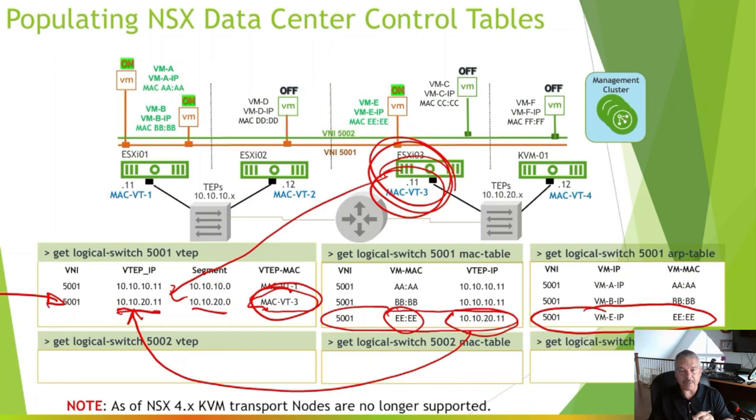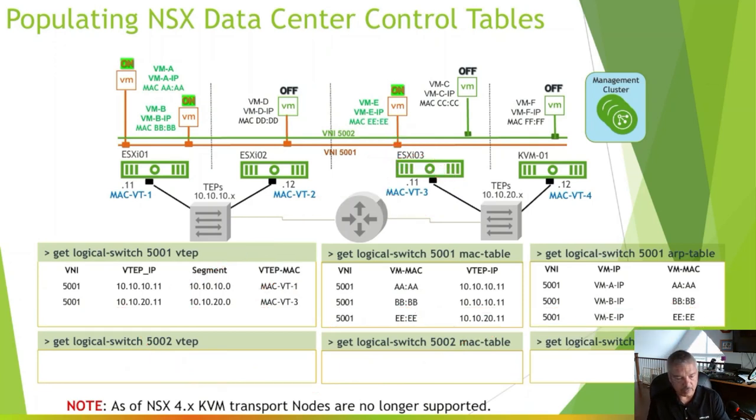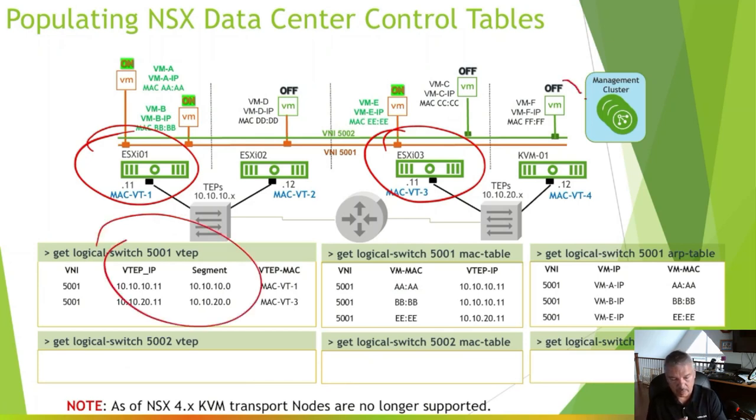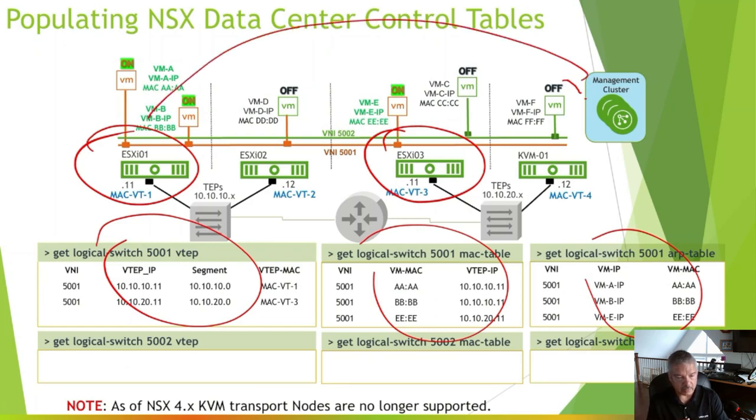Now, what happens here is the central control plane, since we now have two transport nodes populated here or participating, is going to basically take these tables, all three of them, and send them down to transport node 1 and send them down to transport node 3 over here. Sorry about that.